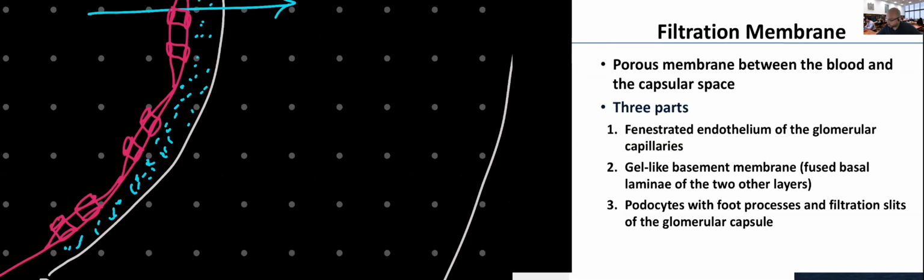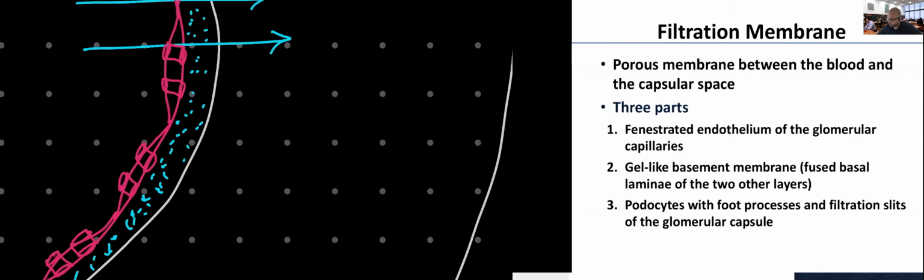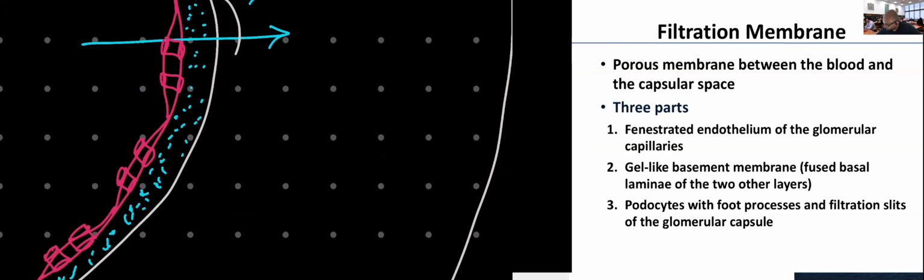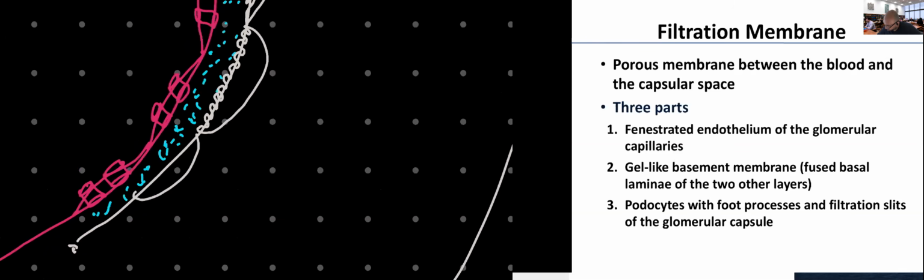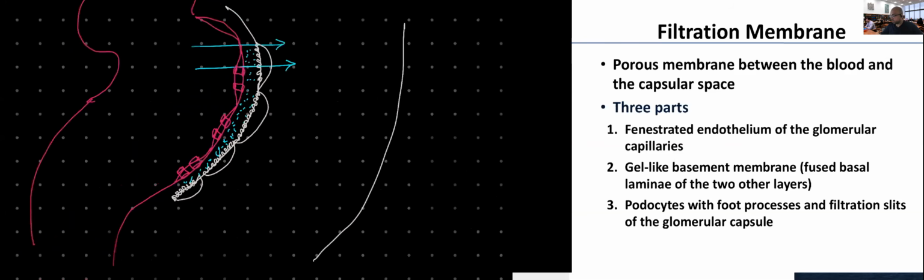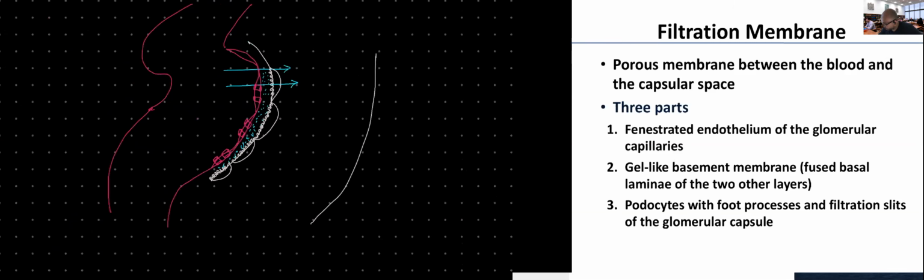And on the other side, those are going to be the cells of the Bowman's capsule. Those are called my podocytes. And podocytes are cells with feet-like processes. We've got here cells, feet-like processes coming out. Those are the cells of the Bowman's capsule. So again, what am I looking at in here? I'm looking at the filtration membrane.